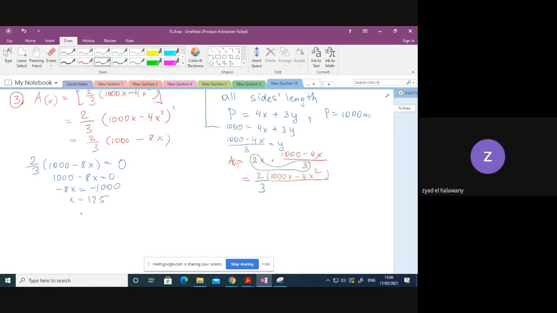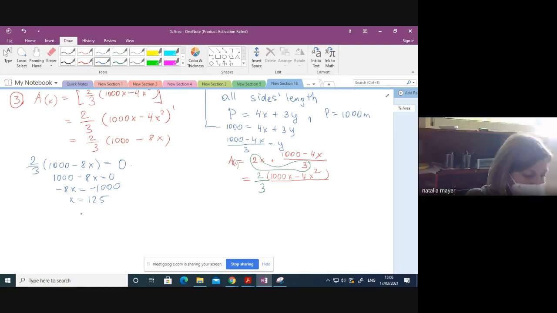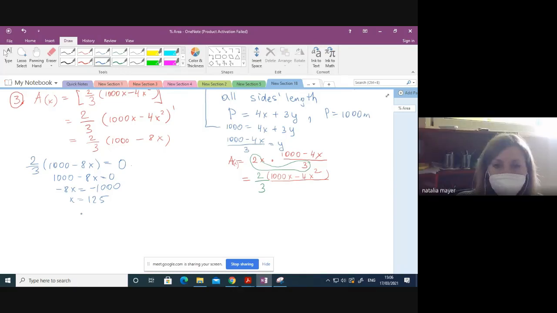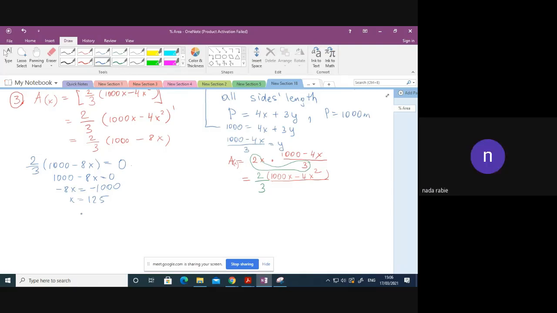We still need to get the y. It's too early to think about y. Before we start thinking about y, we need to sub the zeros of the derivative into the original function. Absolutely. The zeros of the derivative into f of x.